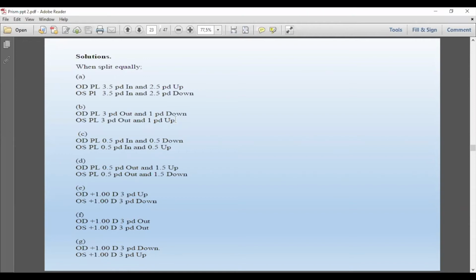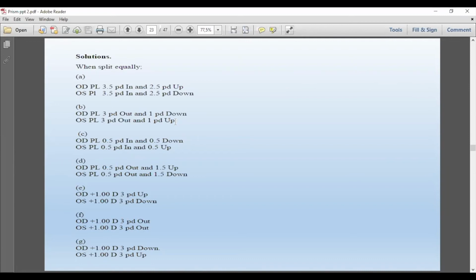But now in practice, Anthony, when you test a patient, you get the full one and then you split it. So it's the other way around. That's why I said to you, it's unlikely that you are going to test a patient like this. But this is an exercise to see if you know how to split. That's all this is.